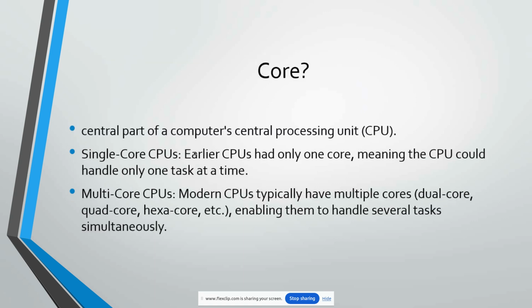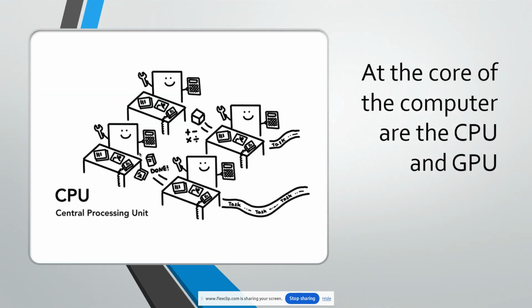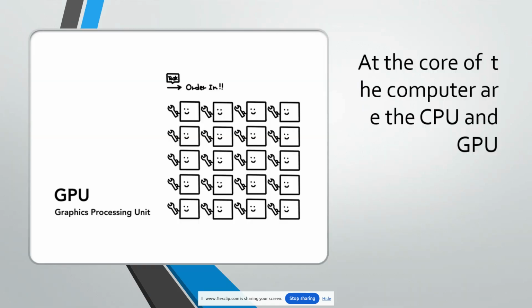So what is a core? It is the central part of the computer's central processing unit. So there are a lot of words, right? It's the processing unit of your CPU. If it is a single core, there's only one worker here, so it only handles one task at one time. But if there are many cores, it could handle several tasks simultaneously.